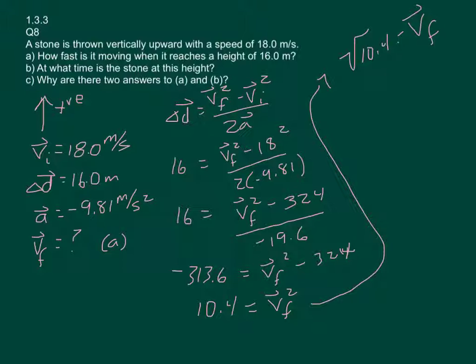3.22. So it could be plus or minus too. We should keep this in mind. 3.22. You square either one of those, you'll get 10.4 meters per second. Okay, that's my velocity final.